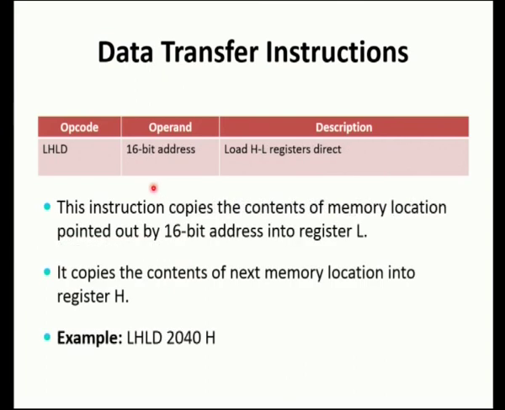Another instruction is LHLD 16-bit address, which copies the content of the memory location pointed to by the 16-bit address into the L register. The next memory location, the 16-bit address plus 1, is loaded into the H register. For example, LHLD 2040H: the content of 2040, say 20, is loaded into the L register, and the content of 2041, say 20, is loaded into the H register. So, during the execution of this instruction, two addresses are accessed.